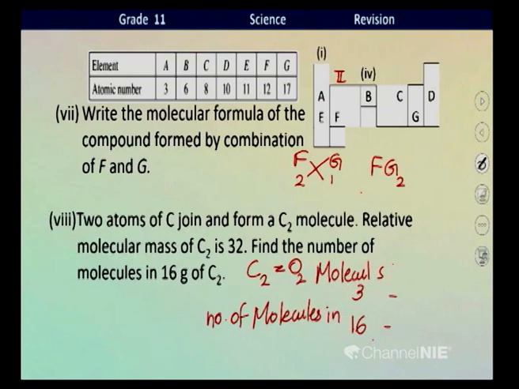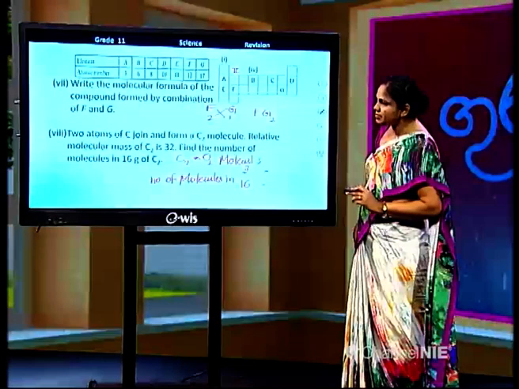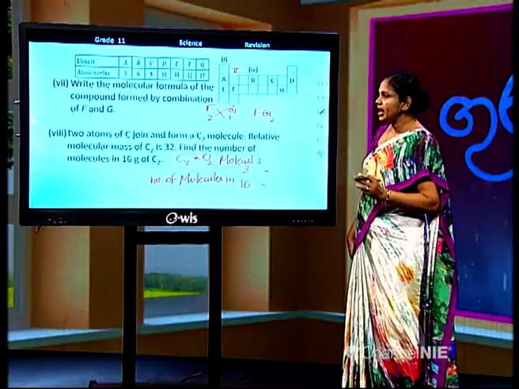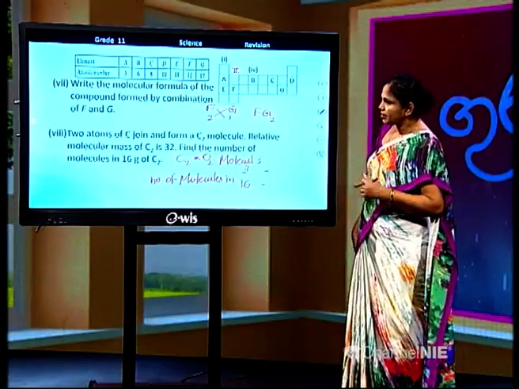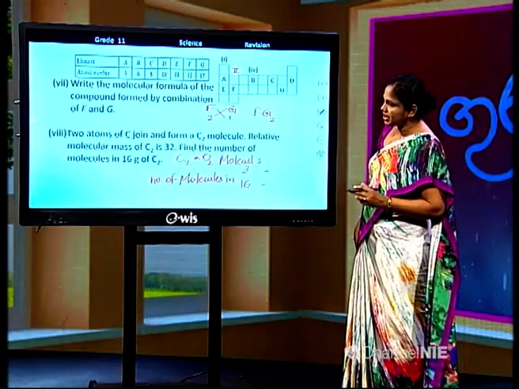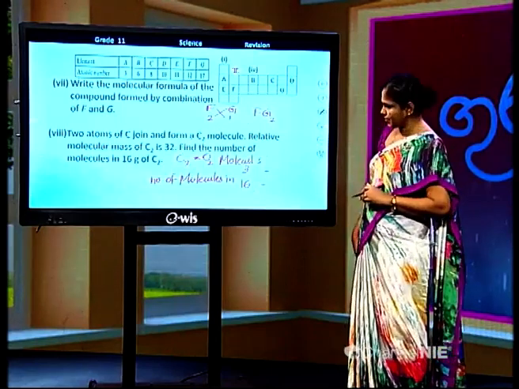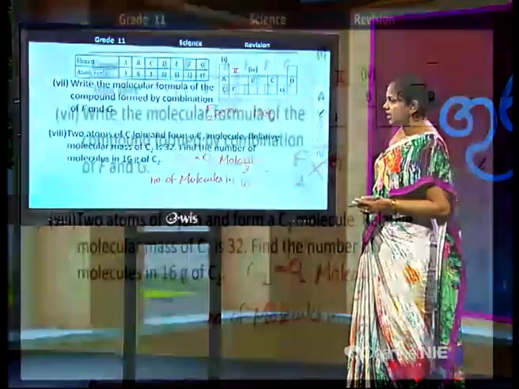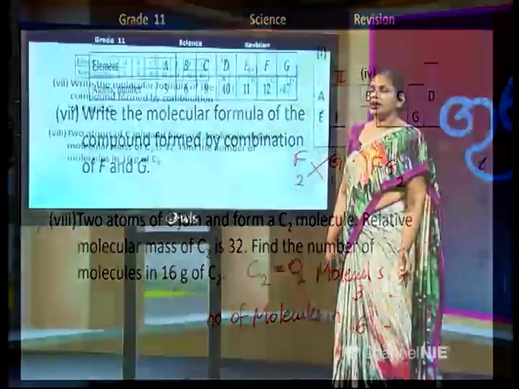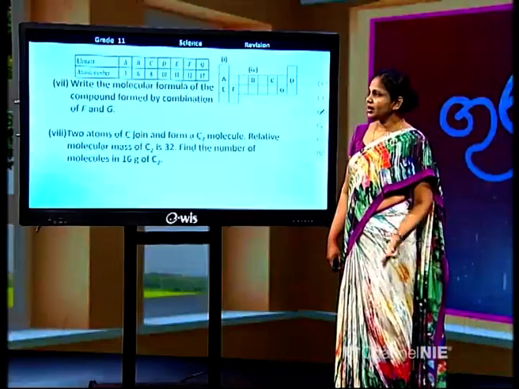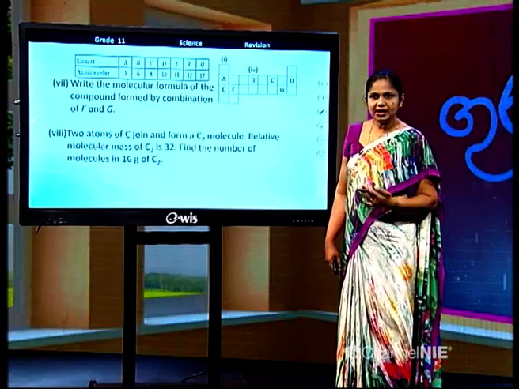Then two atoms of C join and form a C2 molecule. Relative molecular mass of C2 is 32. Find the number of molecules in 16 grams of C2. Okay, children. Now we'll move to the next question.